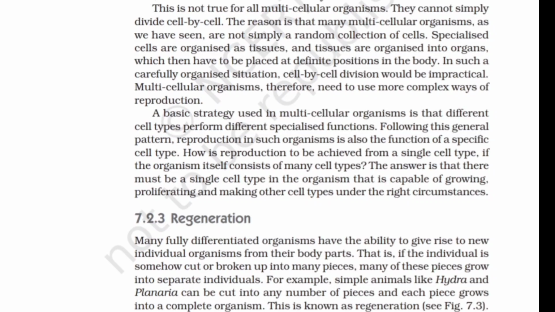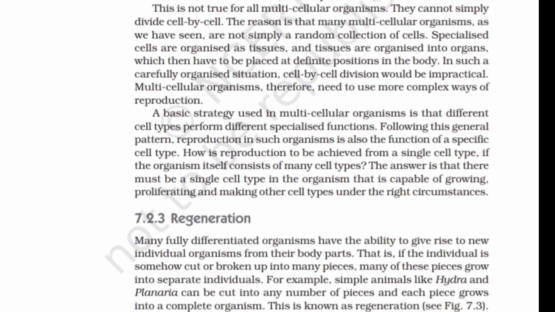They cannot simply divide cell by cell. The reason is that many multicellular organisms, as we have seen, are not simply a random collection of cells. Specialized cells are organized as tissues, and tissues are organized into organs, which then have to be placed at definite positions in the body. In such a carefully organized situation, cell-by-cell division would be impractical. Multicellular organisms, therefore, need to use more complex ways of reproduction.